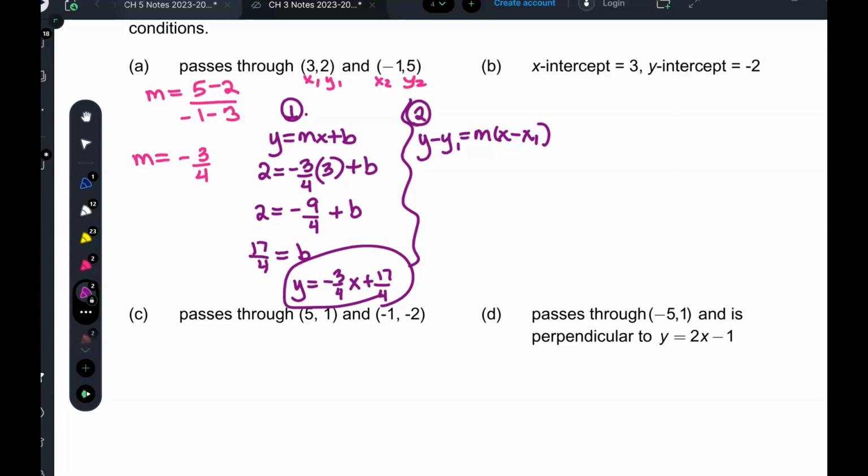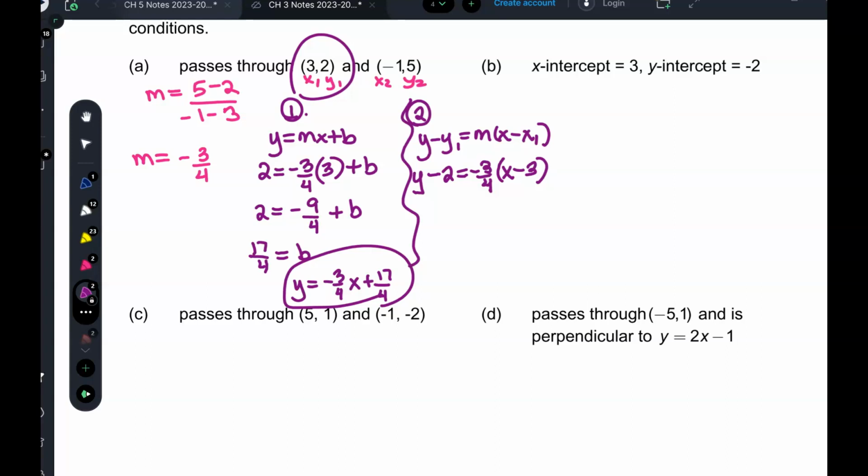Okay, I'm going to show you the other way. You said you prefer the second one. I prefer the second way. I actually see students make fewer mistakes if they start with point slope form. It's going to be the same idea, but I'm going to do y minus 2 equals negative 3/4 times x minus 3. It's actually the same amount of work.